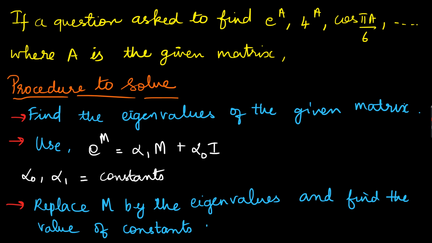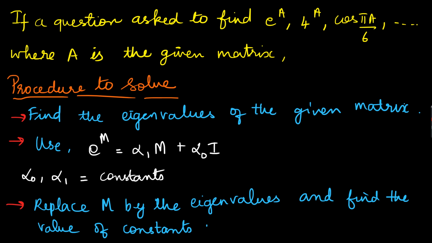So next, this is an important topic. If a question asks you to find e power A, where A is a given matrix, or 4 power A, cos pi A, sin pi A, anything, usually one has to find this by using the diagonalization method. If you studied this in your BSc or MSc, the diagonalization method is a very long process. So this is a small trick that will help you find the solution for such problems.